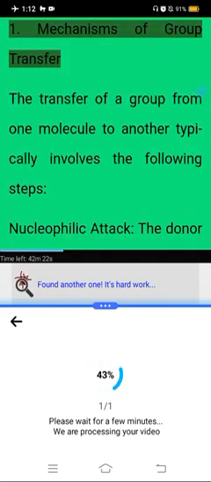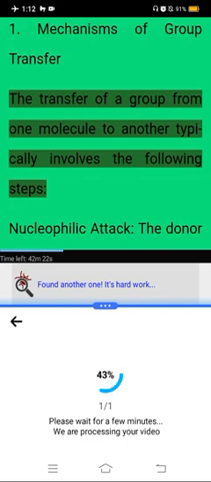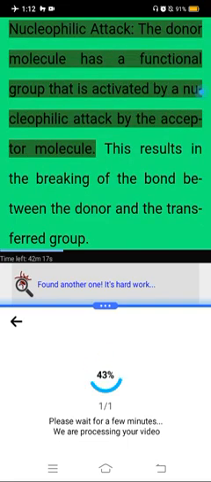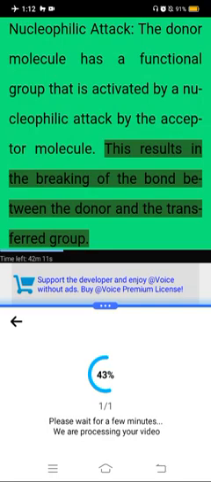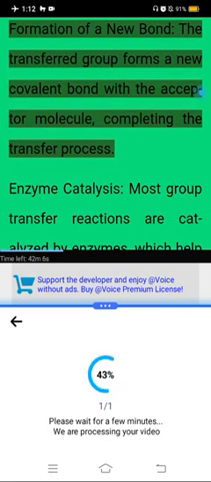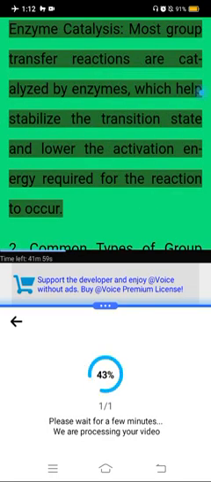1. Mechanisms of group transfer. The transfer of a group from one molecule to another typically involves the following steps. Nucleophilic attack: the donor molecule has a functional group that is activated by a nucleophilic attack by the acceptor molecule. This results in the breaking of the bond between the donor and the transferred group. Formation of a new bond: the transfer forms a new covalent bond with the acceptor molecule, completing the transfer process. Enzyme catalysis: most group transfer reactions are catalyzed by enzymes, which help stabilize the transition state and lower the activation energy required for the reaction to occur.